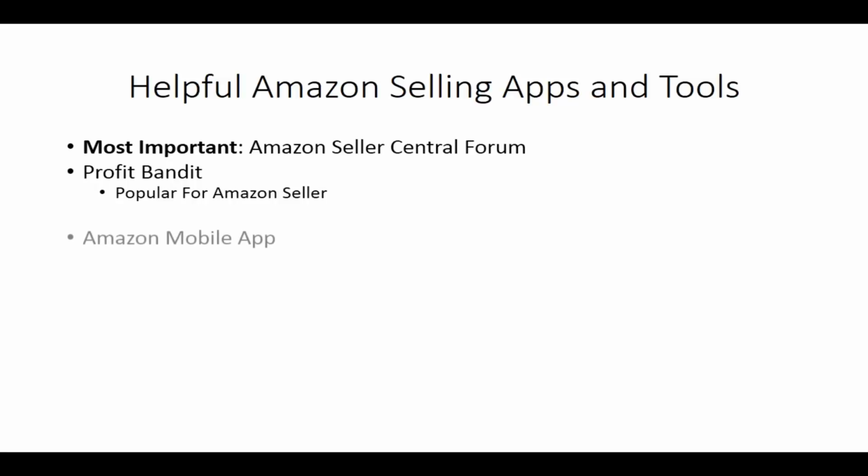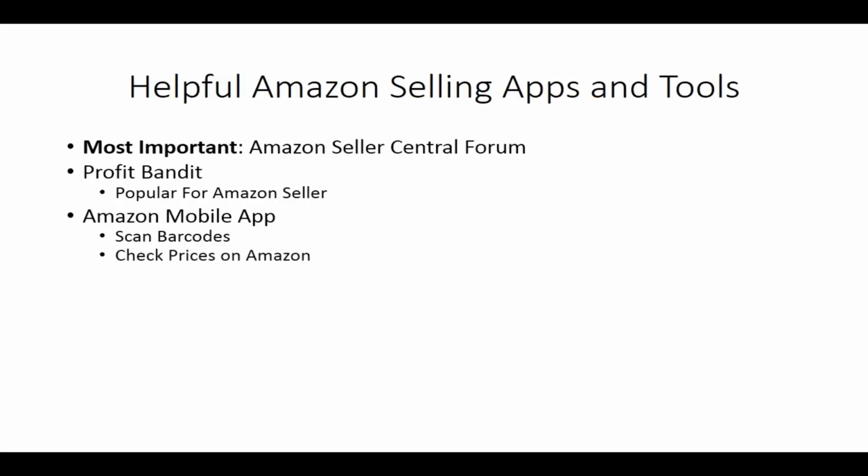Now, you're also going to want to have the Amazon mobile application, and it's actually not necessarily meant for sellers. You're going to be able to scan barcodes, and you're going to be able to see if an item is available on Amazon right away. So if you're at the location and you want to know, is there already a seller that has this item, how much are they charging for it, so that you can tell whether or not it's going to be worth your time to actually buy. You'll be able to check those prices on Amazon, and it's basically, again, for consumers.